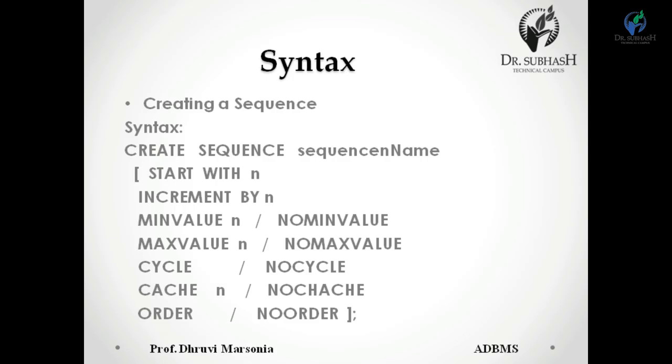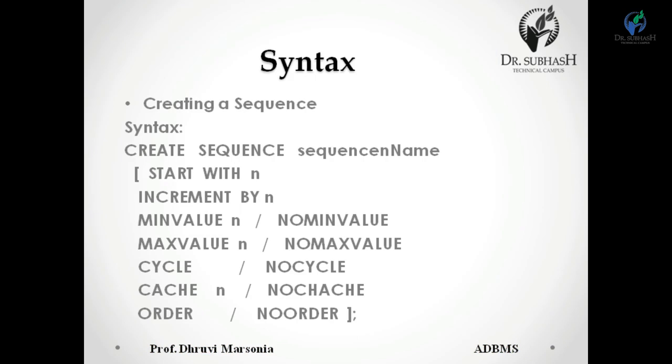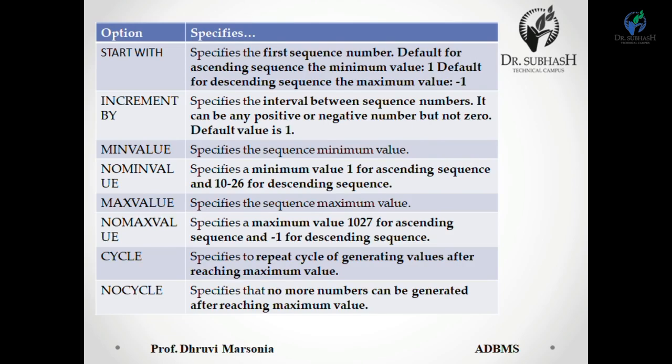What do you mean by start with? What do you mean by increment? What do you mean by cache? What do you mean by order? So first of all, in our syntax: create sequence, sequence name. Then start with. What do you mean by start with? It specifies the first sequence number.